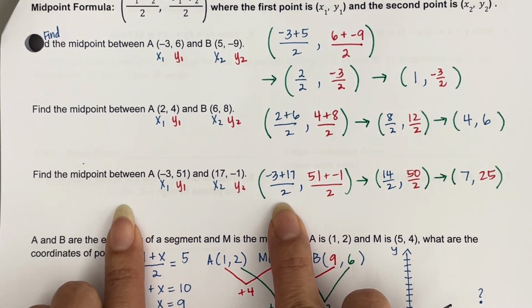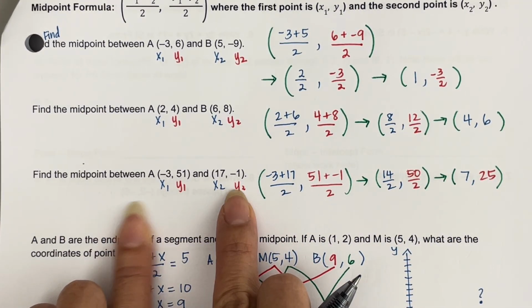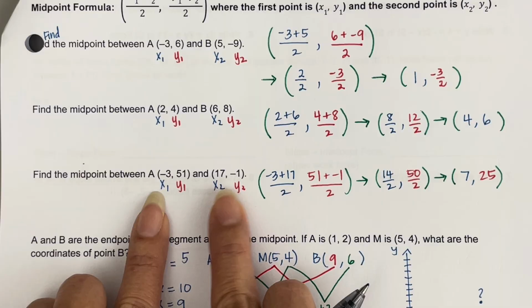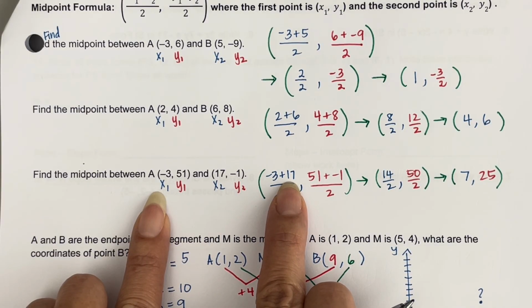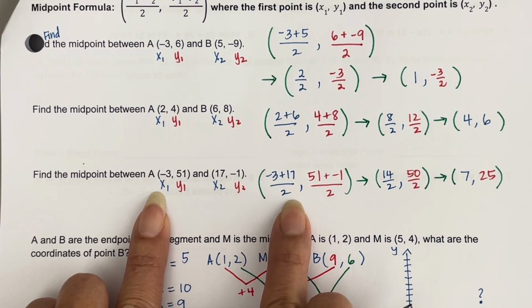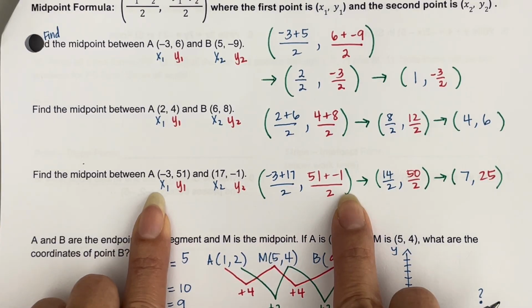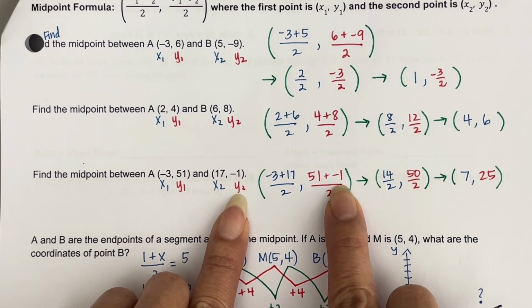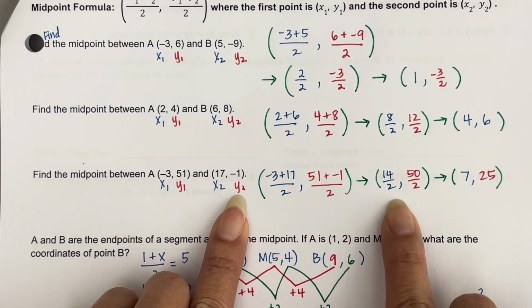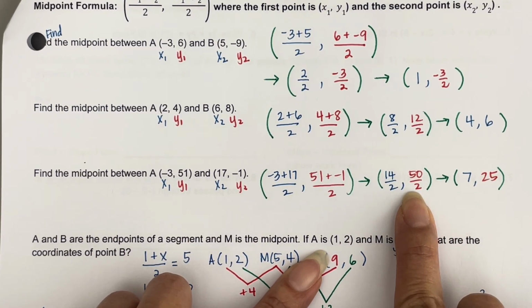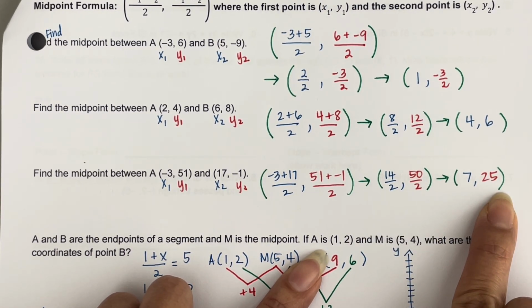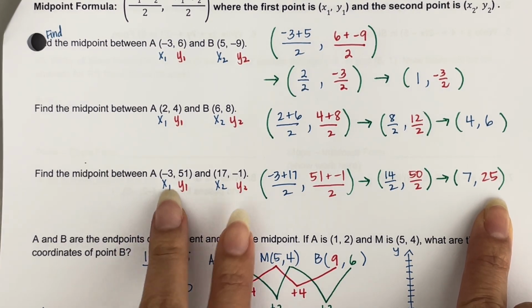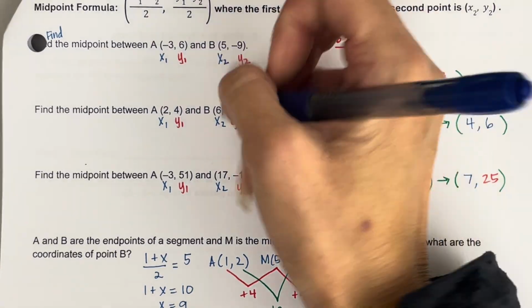The third one is to find the midpoint between these two ordered pairs. So you're going to take x1 plus x2, which is -3 plus 17, divide by 2, and then 51 plus -1, divide by 2, and you'll get 14 over 2, or 7, 50 over 2, or 25. So that's how you find the midpoint if you're given the two endpoints.